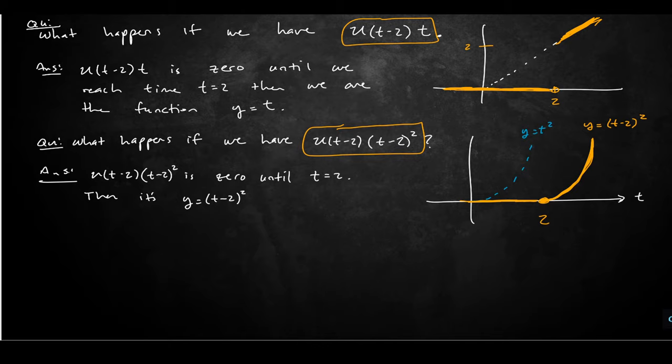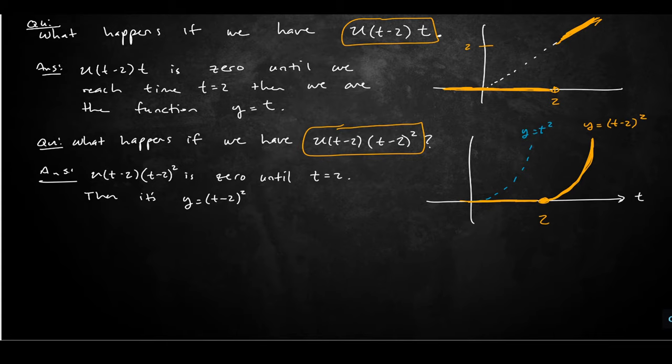So that's what this unit step function can do for us. It can just keep off whatever function until t equals a, or we can actually also shift our function to t equals a, and then they both start at the same time. When t equals 2, then it's like the function starts where we wanted it to, and it turns on at t equals 2 at the same time.